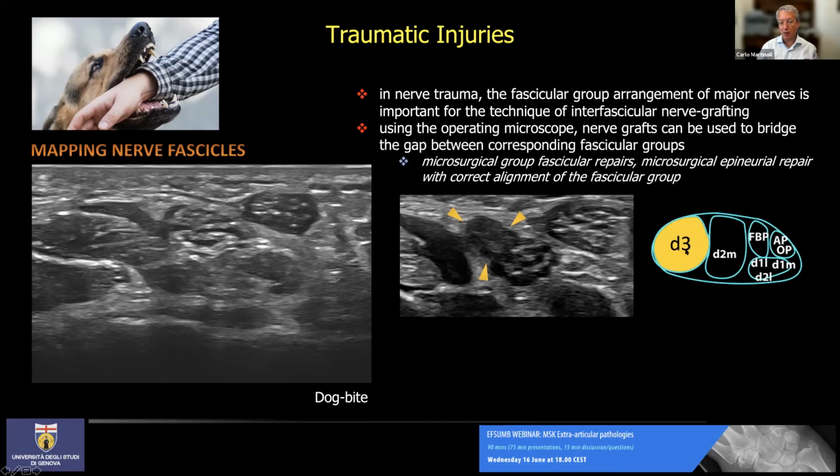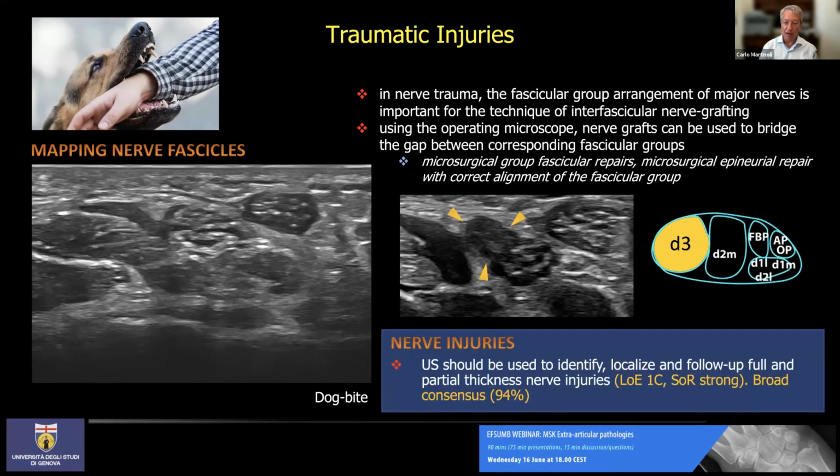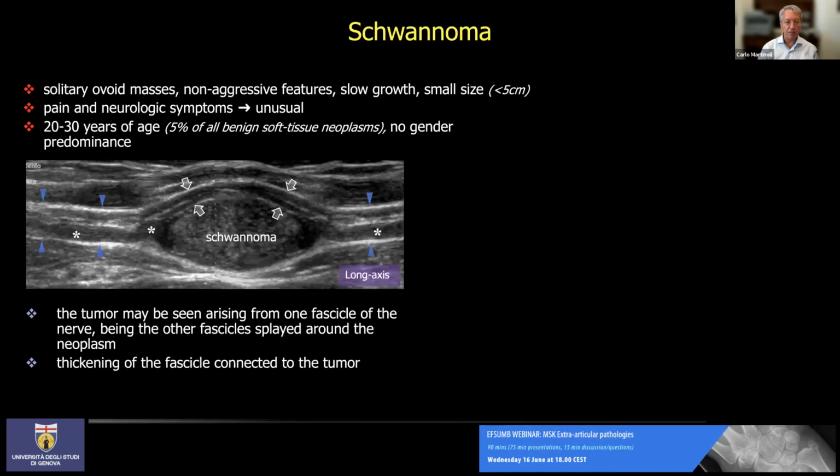In this case, they were directed to the middle finger and not to the rest of the area covered by the median nerve. So in cases of nerve injury, ultrasound should be used to identify, localize, and follow up full and partial thickness traumas. This is one of the best applications of ultrasound, especially in the acute phases when we have edematous changes everywhere, when we have hematomas. Ultrasound is very accurate to categorize the kind of injury and to provide a perfect diagnosis.